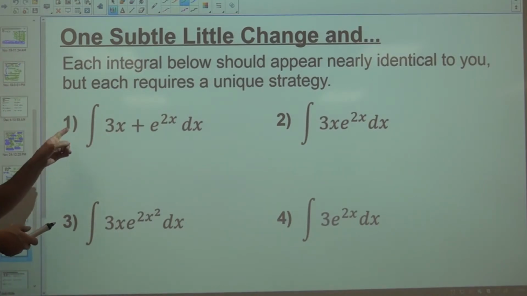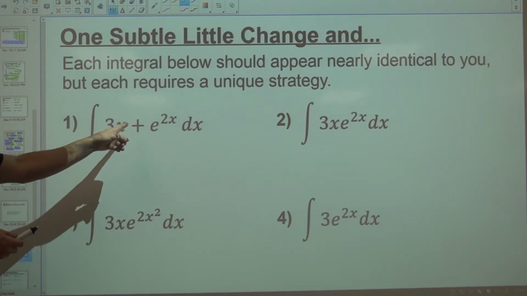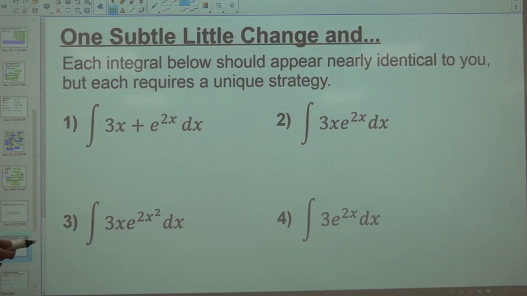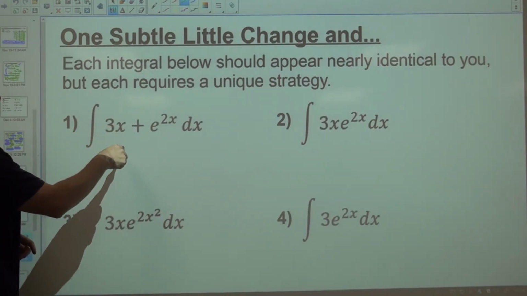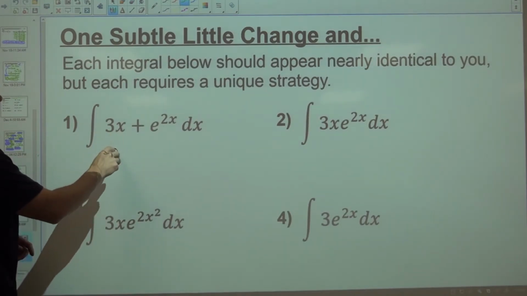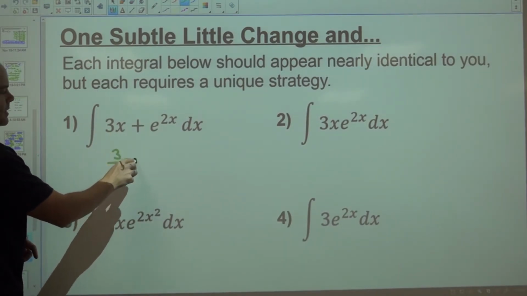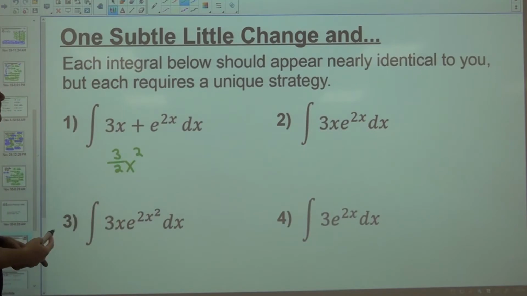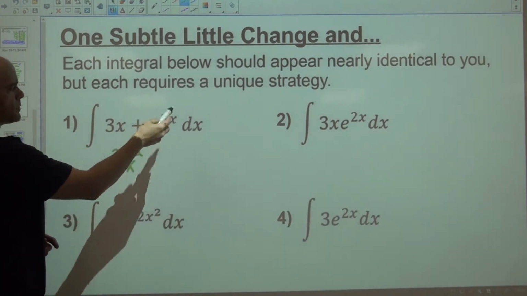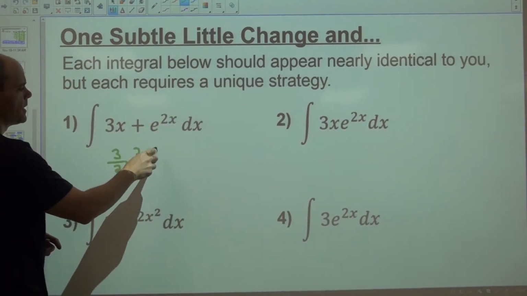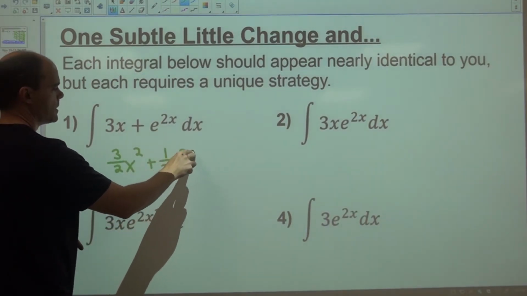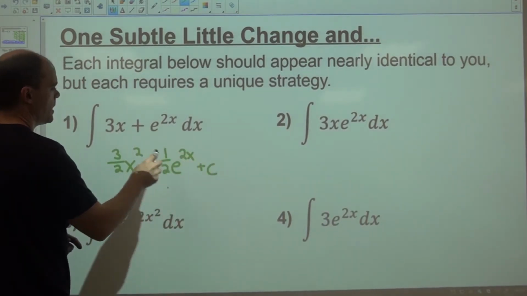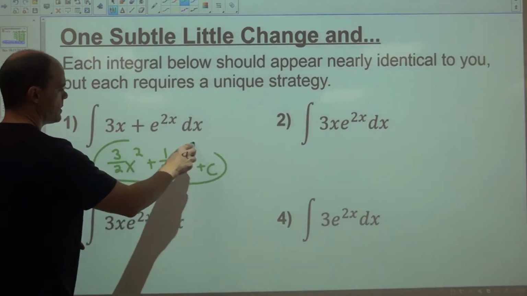So in the first one, if you notice this addition sign, that's a really good indicator that you're doing just a standard rule antiderivative. The antiderivative of x is x to the second, and we need a half in front. So we're going to get 3 halves x to the second. This is a little baby chain rule, which you can do in your head. I need a half to cancel the 2 that would come out. So I get e to the 2x plus c, and voila, we are done very quickly.